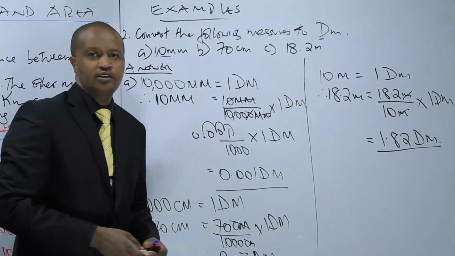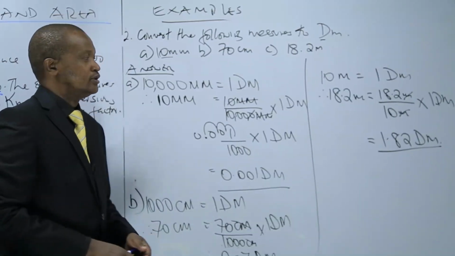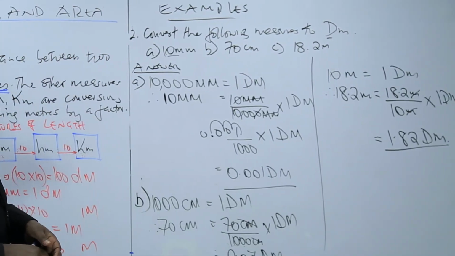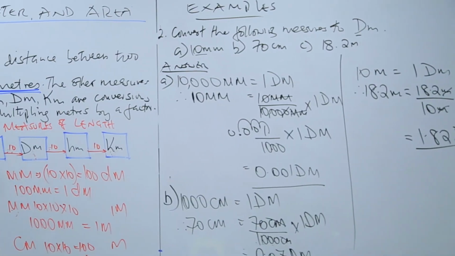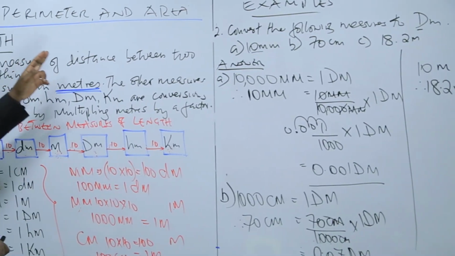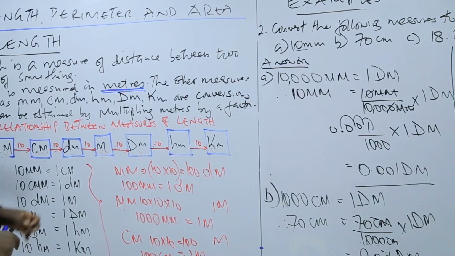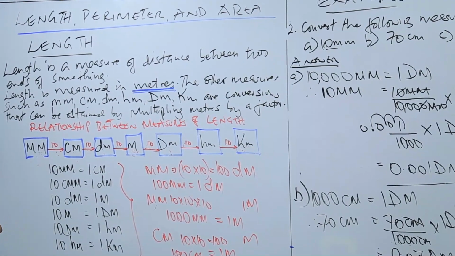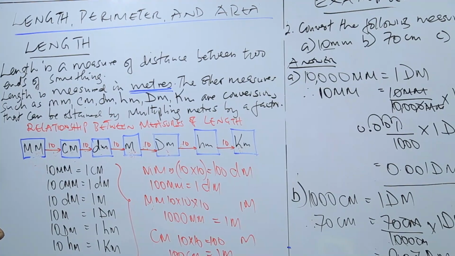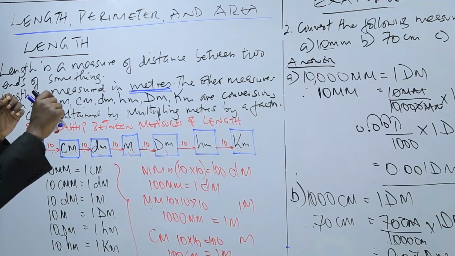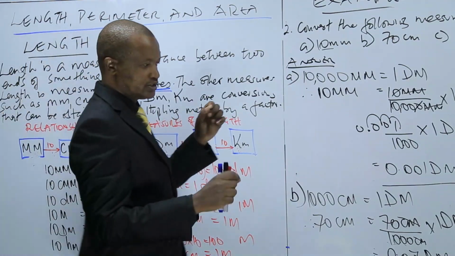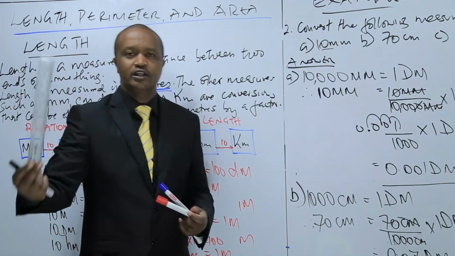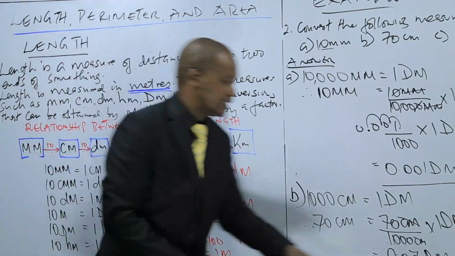So candidates, we'll stop there for today. I want to give you an opportunity to go and do your own practice. In our today's lesson, we introduced the unit of length, perimeter, and area. Today we focused on the length, and we said that length is a measure of distance between two ends of something. I gave examples of the length of a pen, the length of this ruler, the length of a book, the length of a duster.